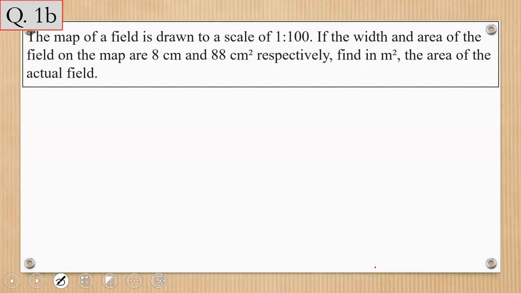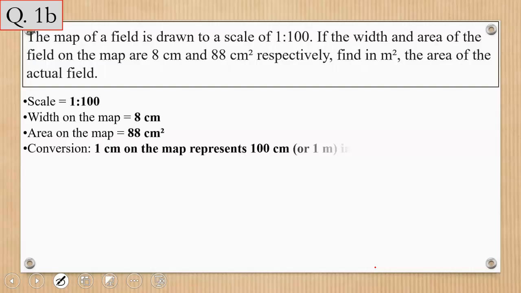Good, let's take the second question. A map of a field is drawn to a scale of 1 to 100. That means if in reality, for every one, maybe if it is centimeter, it will be equivalent to 100 centimeters in real life. If the width and the area of the field on the map are 8 and 88 centimeters squared respectively, find in meters squared the area of the actual field.